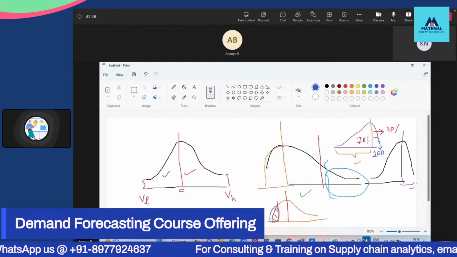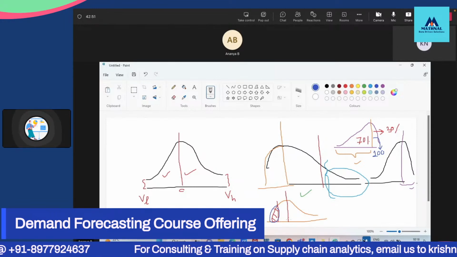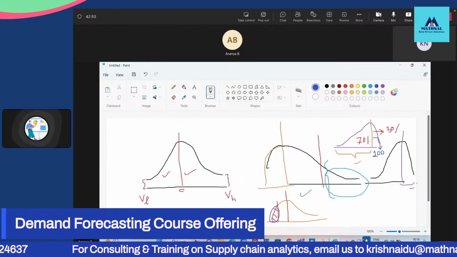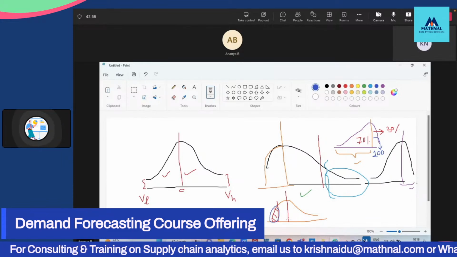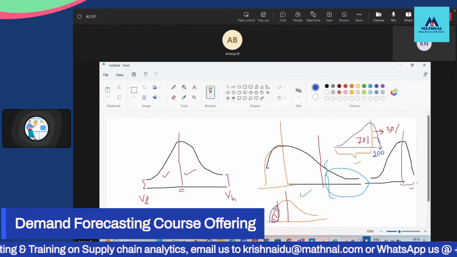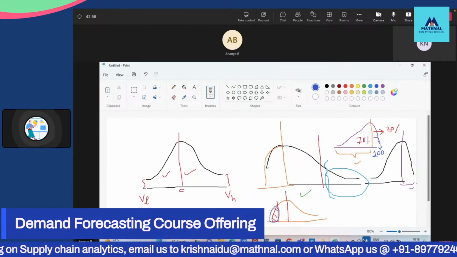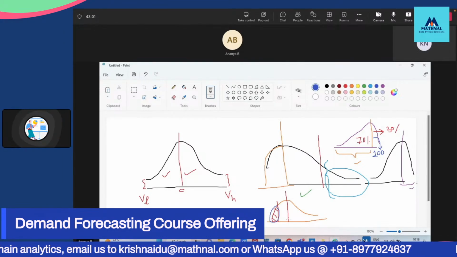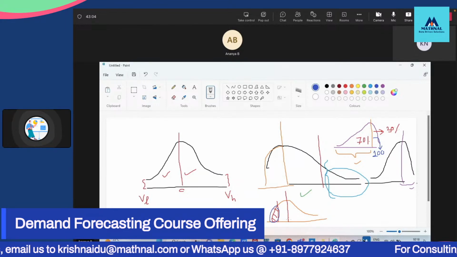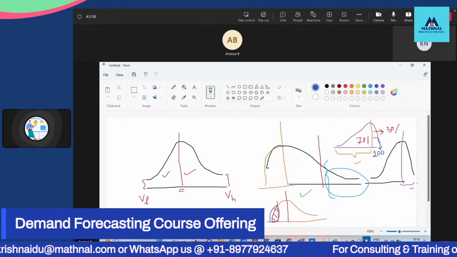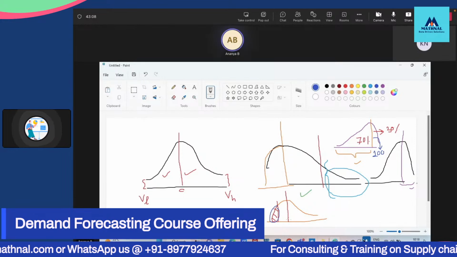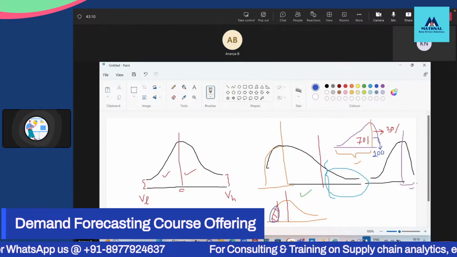So we have discussed that one of the parameters is that we can remove the outliers, and we have to decide from which particular direction. And the third thing is that if you have a zero demand, it's not completely intermittent, but some kind of missing demands will be there. So how to replace those missing demands?